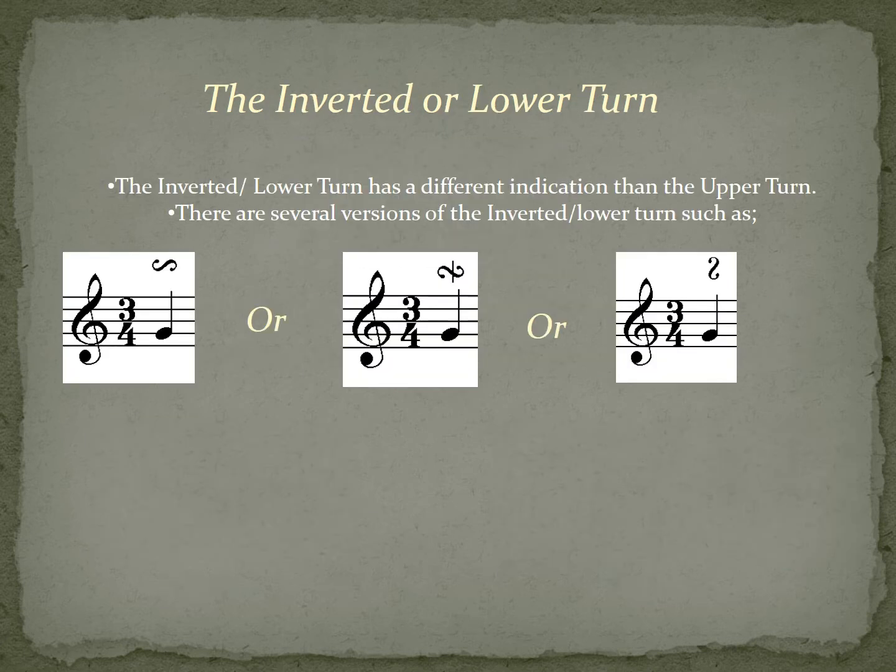Now there is another type of turn, and it's called the inverted or the lower turn. Now that has a slightly different indication, as you can see by the 3 examples I put on the slide. In the first one you can see that it looks the same, but if you follow the path of the shape of the sign, you'll find it in a different direction. Or you can see the original turn sign with a line going through it. Or on the third one, what in effect looks like a backward S. So it's the turn sign stood on its head.